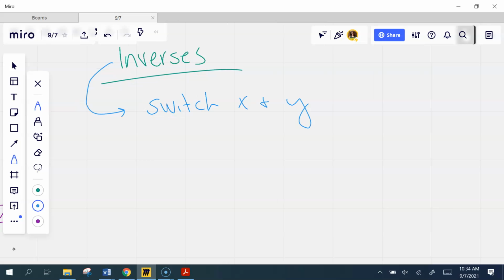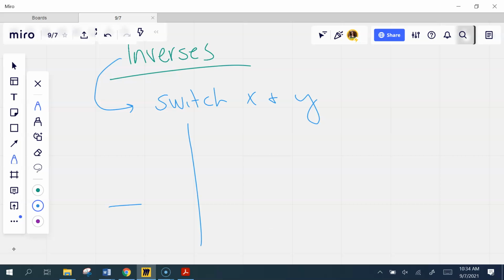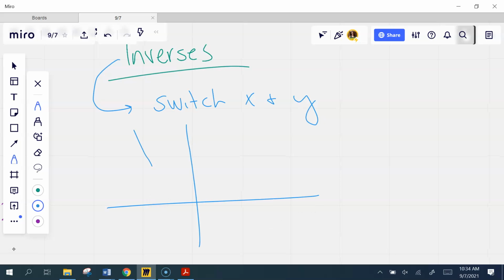So if I started out graphically with this parabola, what does the inverse then look like? Yeah, it's turned to the side. It's a rotation. That's what it is. And those are inverses of each other. But the problem is, is the blue a function? Yes, why? It passes the vertical line test.